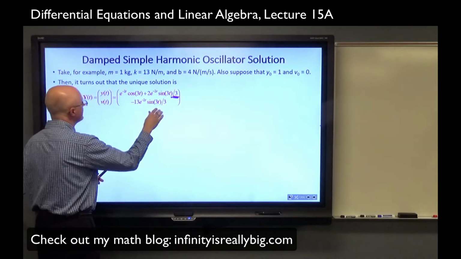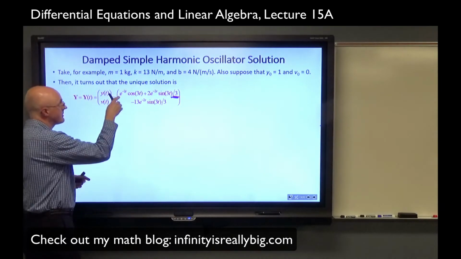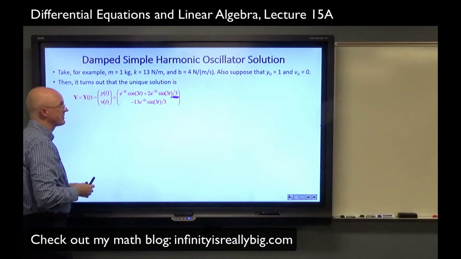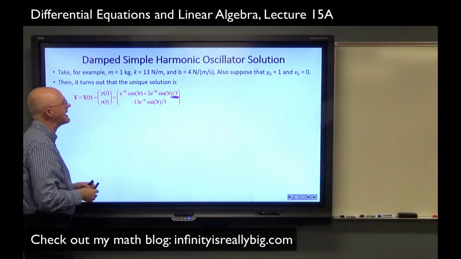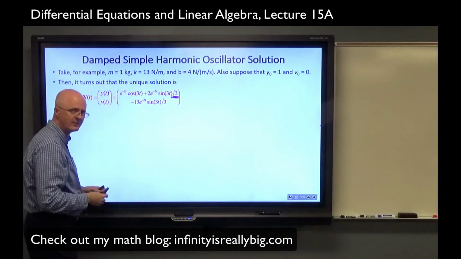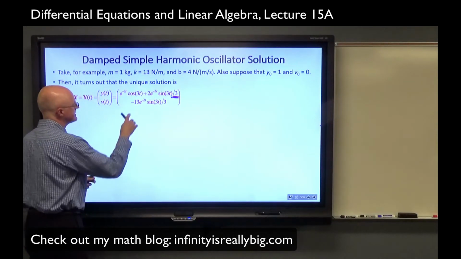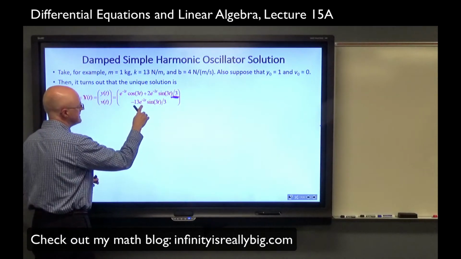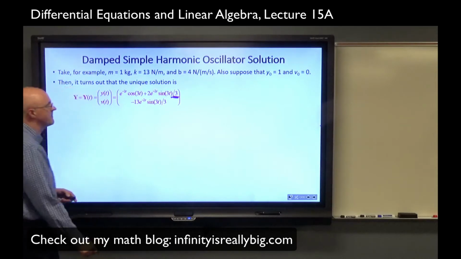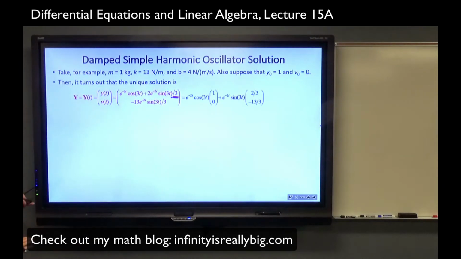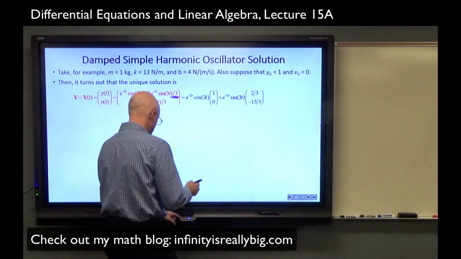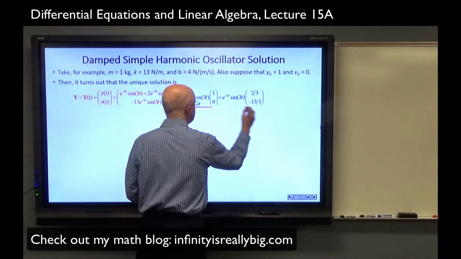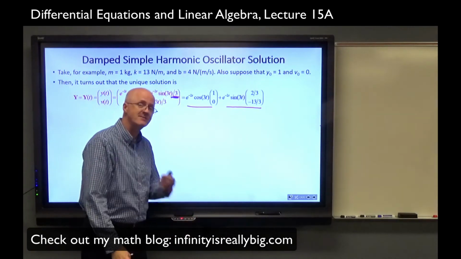And the second one, the velocity, which is the derivative of y, you can check that, take its derivative and simplify, you actually do get this. The cosine terms go away. You've got to use the product rule and the chain rule, and be careful. This is really negative 13/3 times e to the negative 2t times sine of 3t. This can be rewritten as a linear combination, if you like, of two linearly independent vector-valued functions.